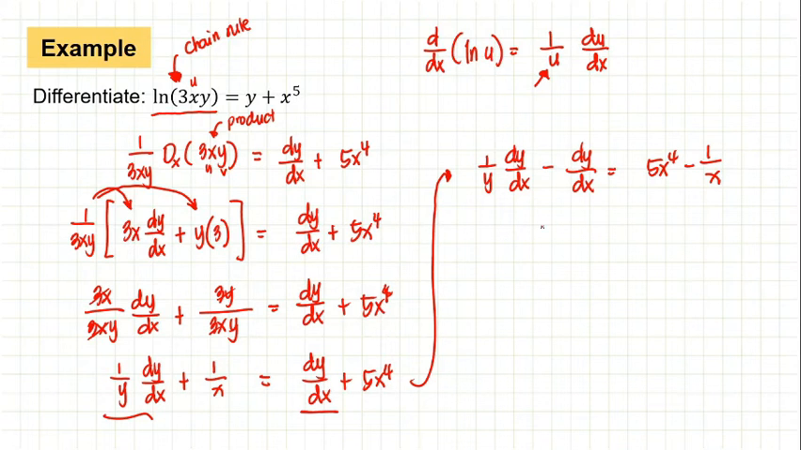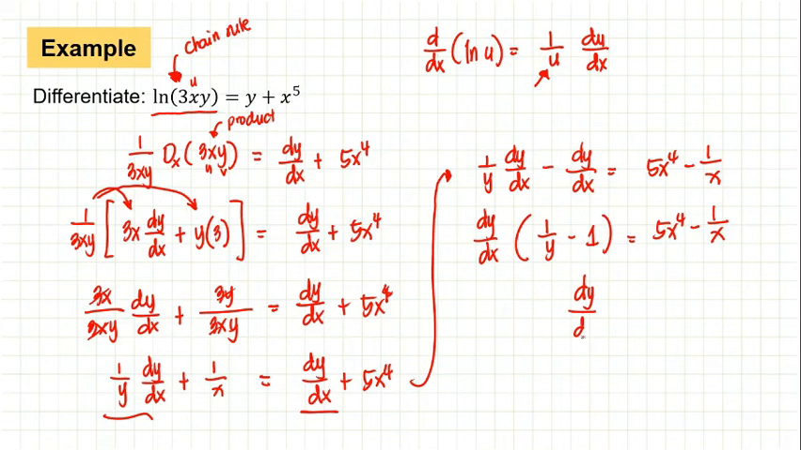Okay. Then let's factor out dy over dx here. So we have 1 over y minus 1 equal to 5x to the power of 4 minus 1 over x. So from that, to solve for dy over dx, we will divide both sides by 1 over y minus 1. So what happens is, we have dy over dx equal to 5x to the power of 4 minus 1 over x, all over 1 over y minus 1. Okay? So this can be your final answer. Okay?